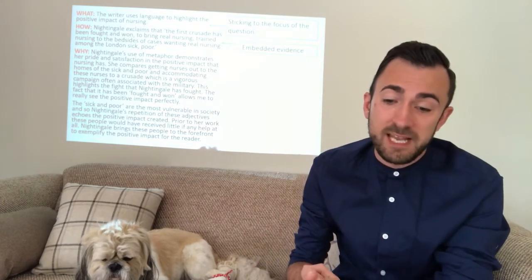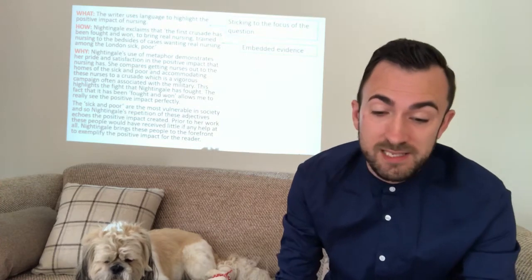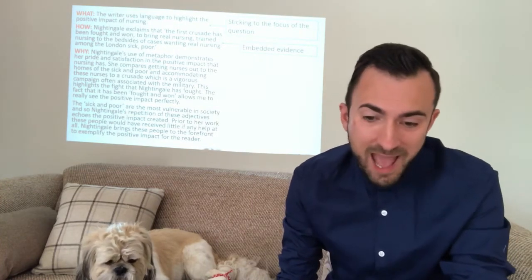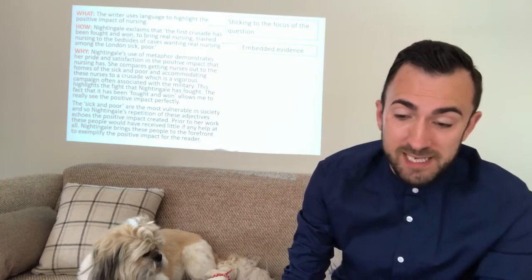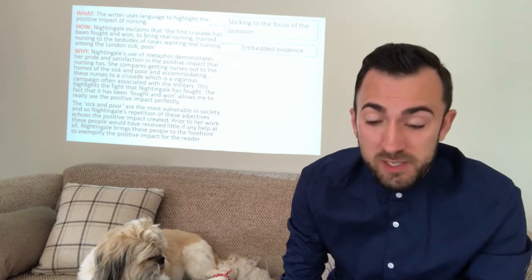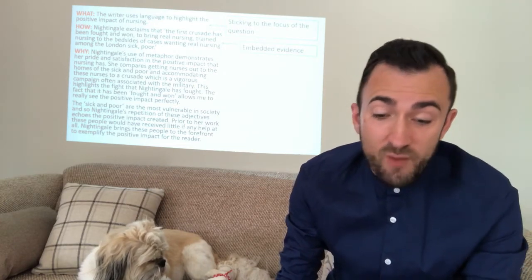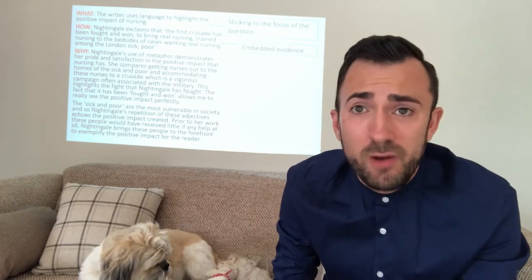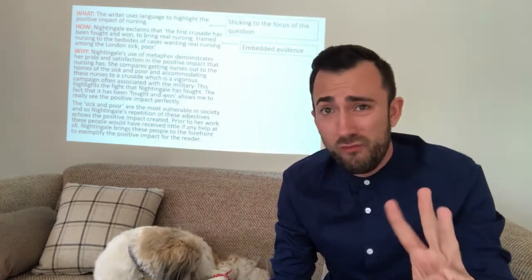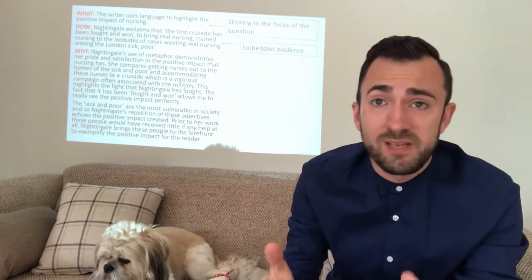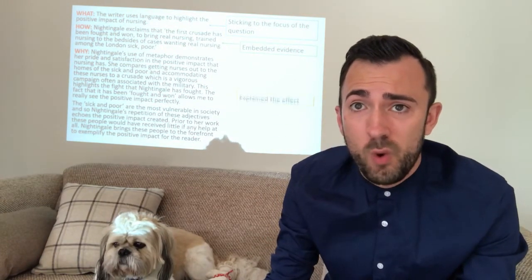So here's that part. The sick and poor are the most vulnerable in society, and so Nightingale's repetition of these adjectives echoes the positive impact created. Prior to her work, these people would have received little, if any, help at all. Nightingale brings these people to the forefront to exemplify the positive impact on the reader. Notice I've talked about 2 techniques there, 3 in total now for this quotation, and I've also talked about the positive impact again, which was the focus of the question.